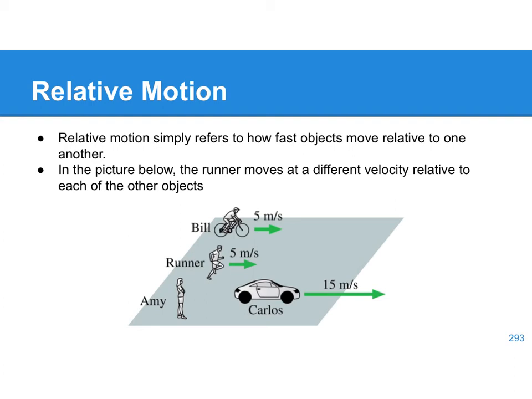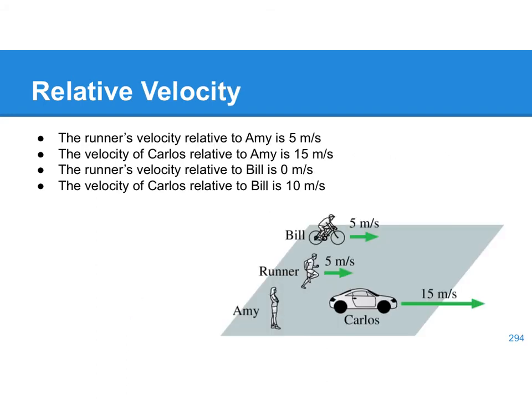So in the picture below, the runner moves at a different velocity relative to each of the objects. Let's take a look at that. The runner relative to Amy is 5 meters per second. That's a stationary object, that makes sense, right? Most of the time that we solve physics problems, we're relative to a stationary observer. Carlos is 15 meters per second relative to Amy. However, Bill and the runner are both going at 5 meters per second, so relative to each other, they're not moving because they're both moving at the same speed.